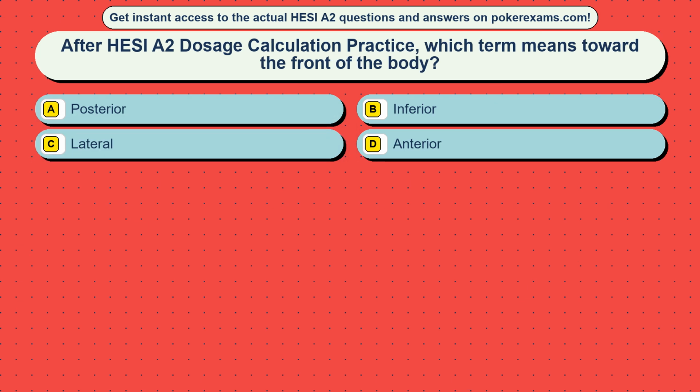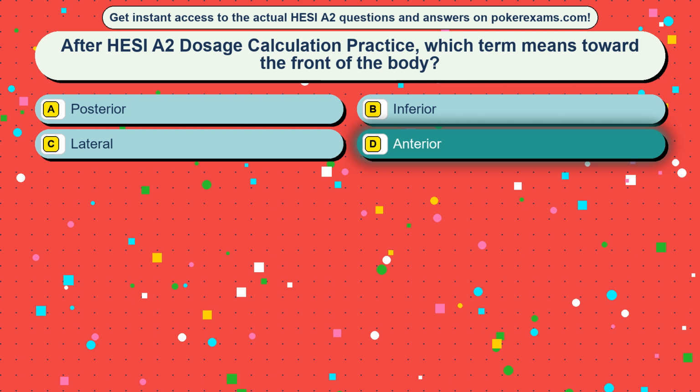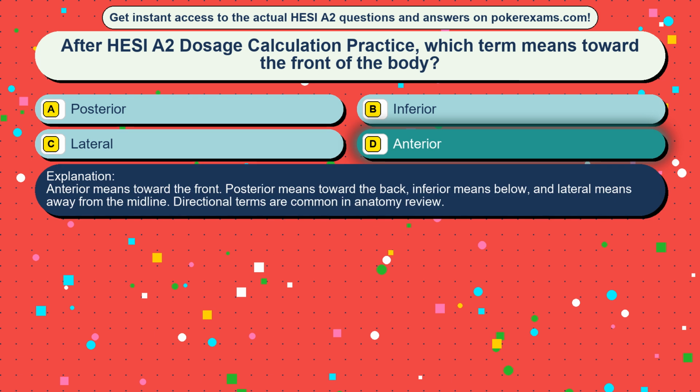Question 46. After HESI A2 dosage calculation practice, which term means toward the front of the body? Option A, posterior. Option B, inferior. Option C, lateral. Option D, anterior. The correct answer is option D, anterior. Anterior means toward the front. Posterior means toward the back, inferior means below, and lateral means away from the midline. Directional terms are common in anatomy review.